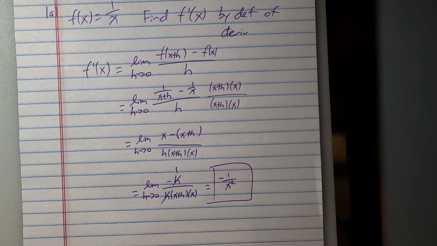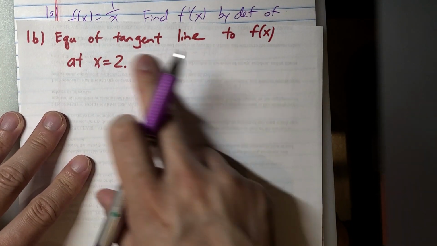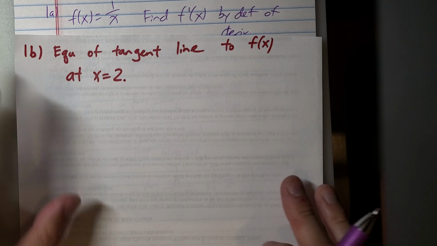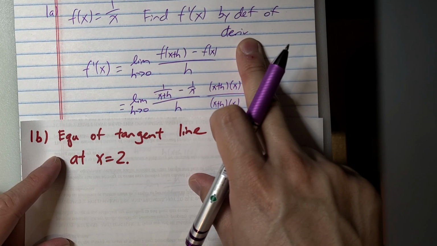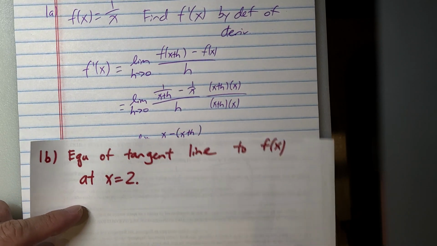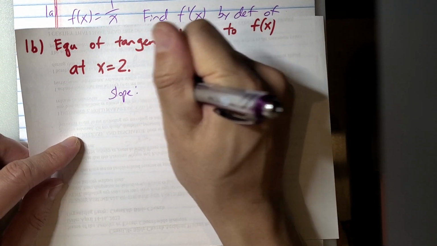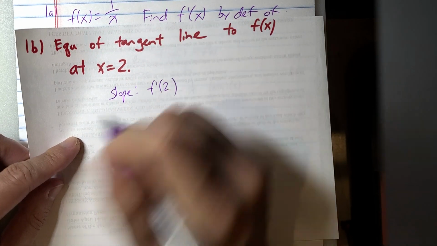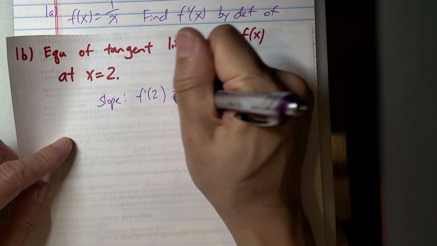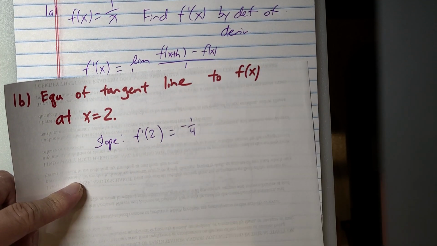Okay. Now the second part of the problem says to find the equation of the tangent line to this f of x at x equals 2. Remember, the derivative is the slope of the tangent line. With that knowledge, f prime of 2 would be the slope of this tangent line at x equal to 2. We found f prime to be minus 1 over x squared, so it'll be minus a fourth.